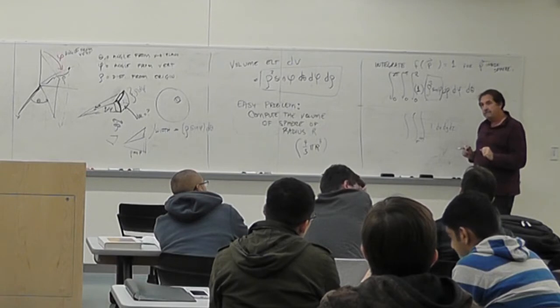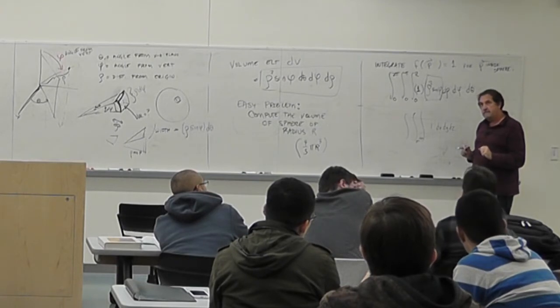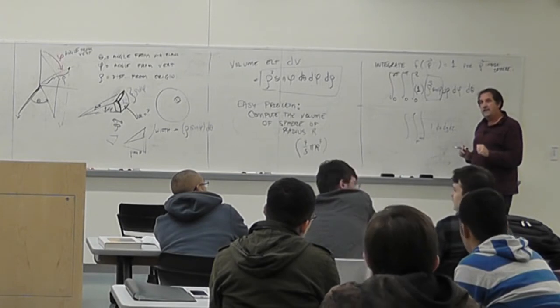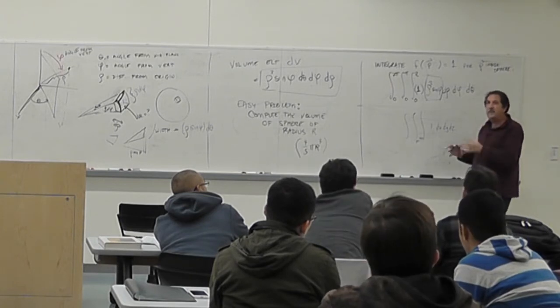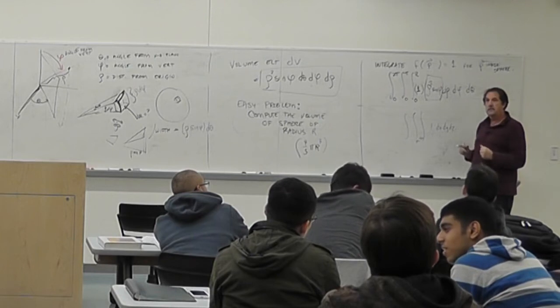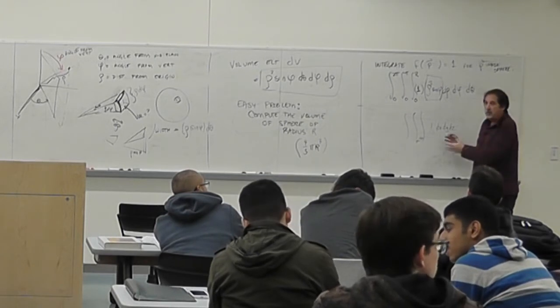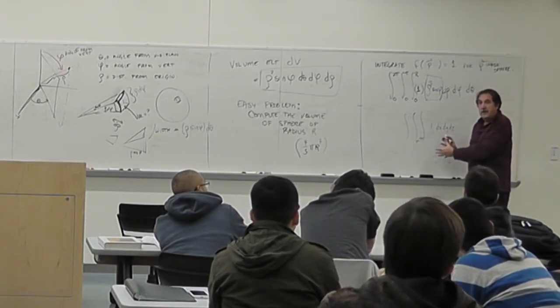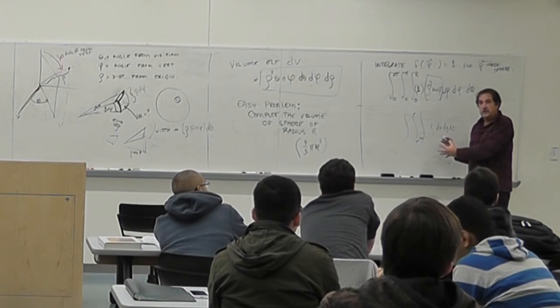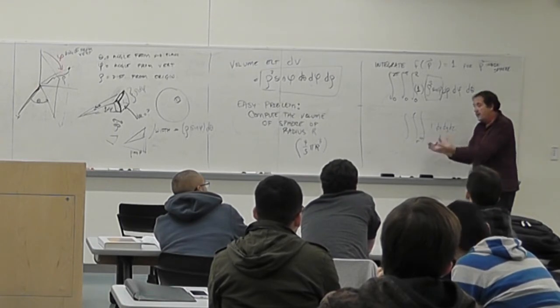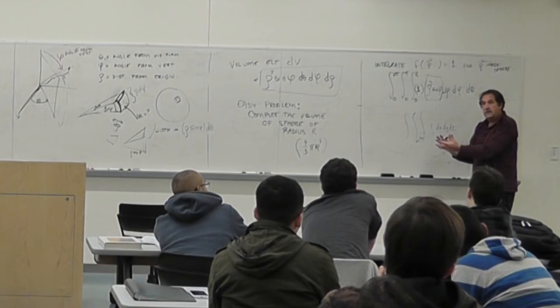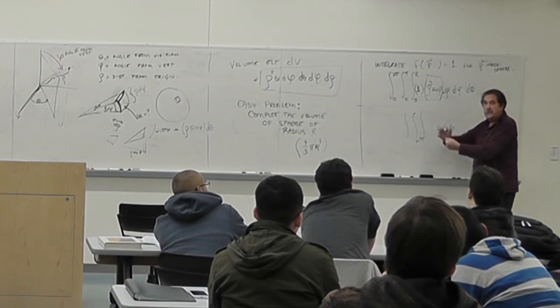Is that the volume? No. F is the thing that I'm integrating over the volume. So if I were to draw a picture of this, I would need to draw it in 4 dimensions, where 3 dimensions is a sphere, and my 4th dimension is 1.